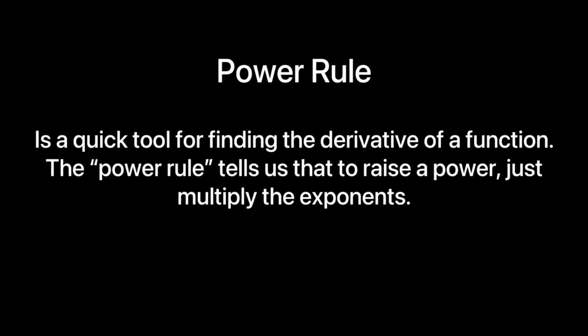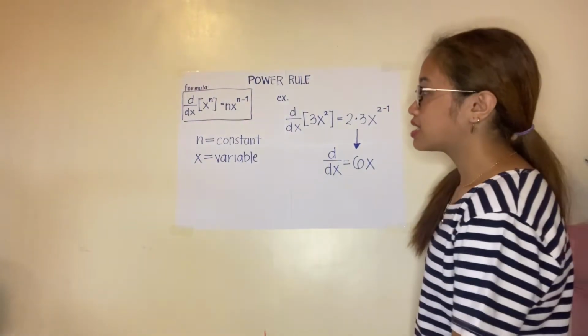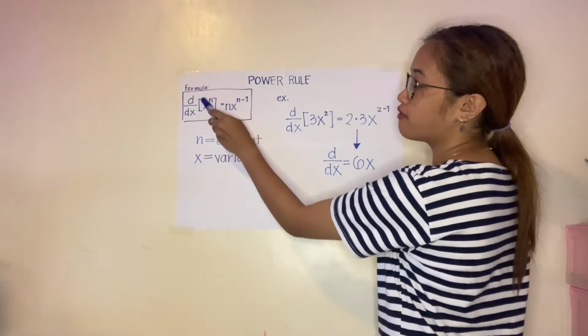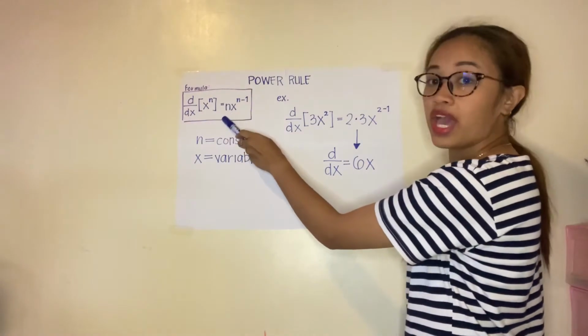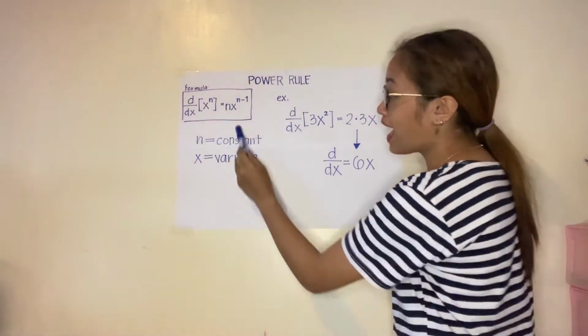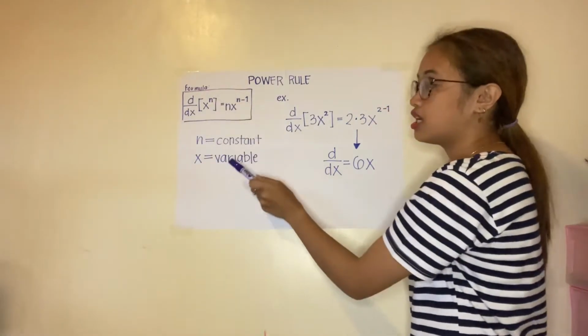The power rule is a quick tool for finding the derivative of a function. The power rule tells us that to raise a power, just multiply the exponents. The formula for the power rule is the derivative of x raised to the power of n is equal to nx raised to the power of n minus 1, where our n is constant and our x is variable.